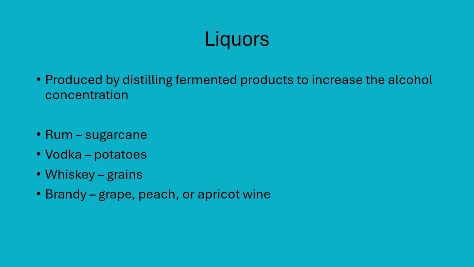So to make some of your other alcohol beverages, some of your other liquors, you use different starting materials. So instead of grapes, if you take sugar cane and you run that through the distillation process, that is how you make rum. So rum is coming from sugar cane. Vodka, they use potatoes. Whiskey, you use various types of grains. And to make brandy, the three most popular types of brandy are either using grape, peach, or apricot wine. So they're taking the wine that's already been fermented and then they distill that.